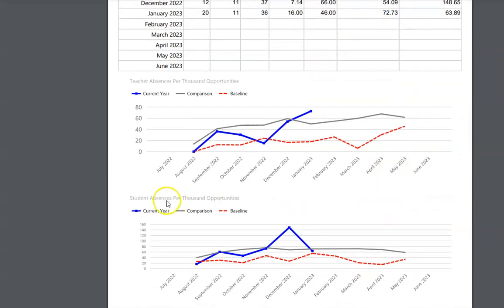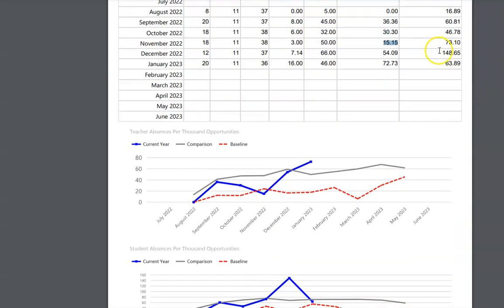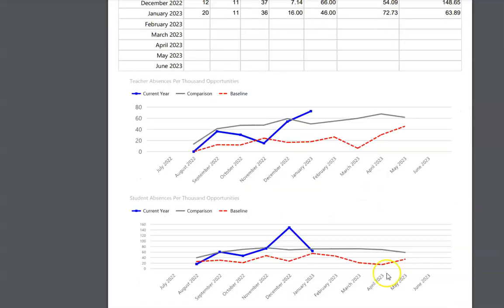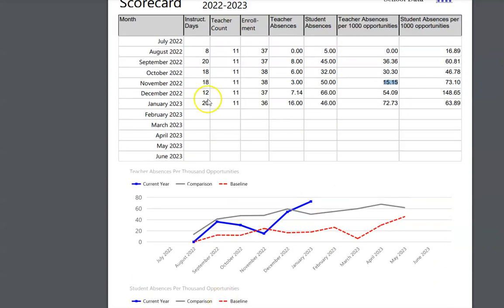We can go down and see the student absences per 1,000 opportunities is the same methodology and the same 3 lines there. So your blue line is the current year, your red line is your school's historical trend, and the gray line is all schools in the database historical trend as well. So you can see in this graph that there was a single point, and that looks like it was 148 absences per 1,000 opportunities for December, which was much higher than December typically is in this school, and much higher than most schools are for December. So that is what the attendance scorecard shows you.